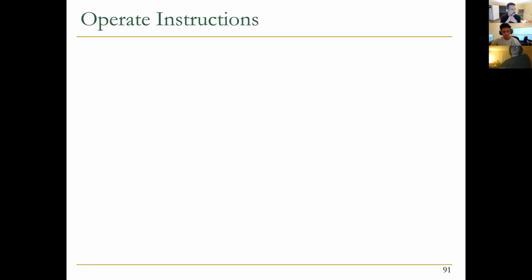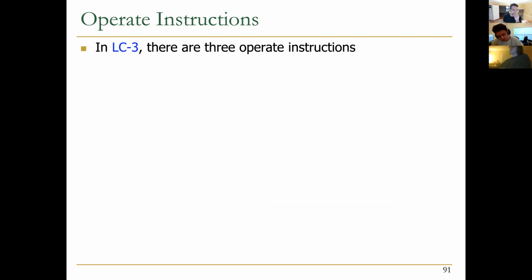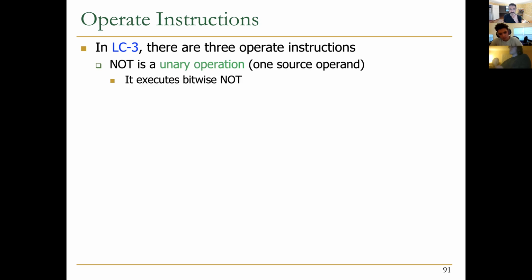Now let's go inside more detail. Specifically, let's have some discussion about the detail of this instruction. We start from operate instruction. In LC3, there are like 3 operate instructions. We have NOT, which is a unary operation. Basically it executes the bitwise NOT.